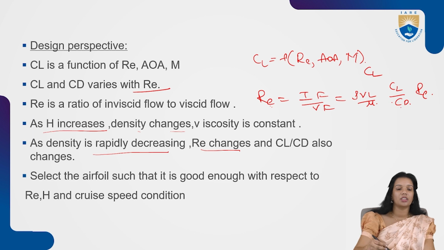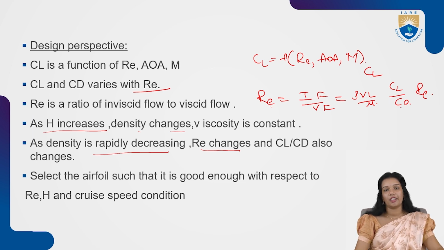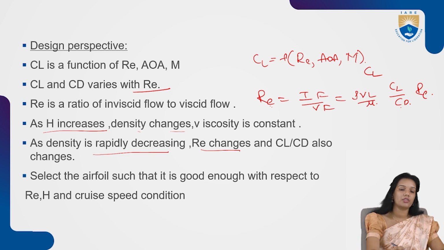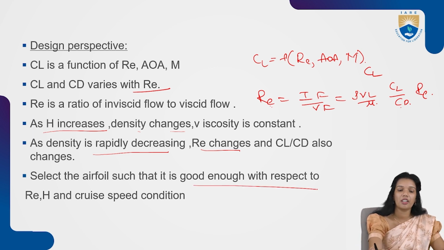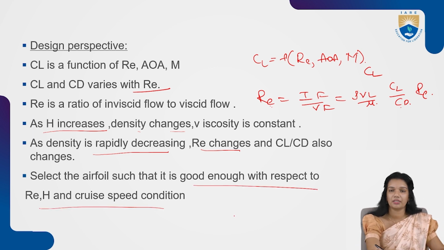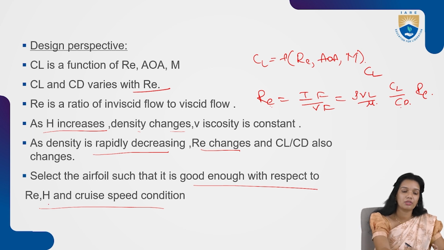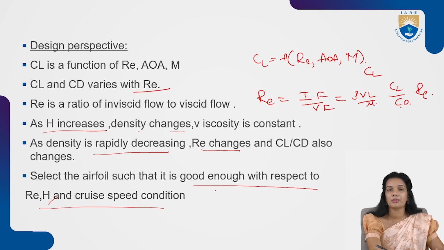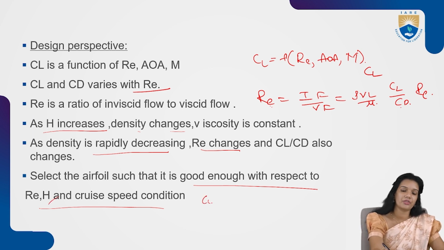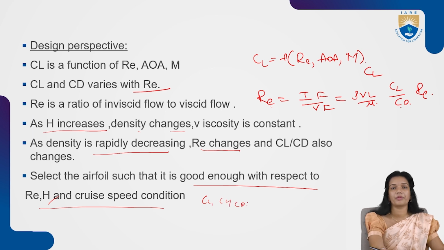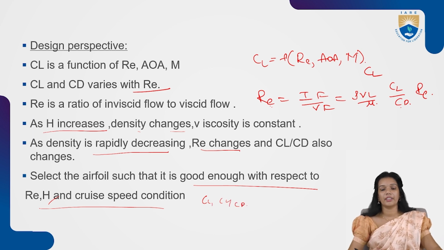So therefore, while selecting an airfoil, we consider all these different parameters, check all the different characteristics, and then choose that particular airfoil, right? So select the airfoil such that it is good enough with respect to different parameters. Different parameters could be Reynolds number, altitude, cruise speed condition, or CL or CL by CD or anything, right? So that is how I go and select the airfoil.